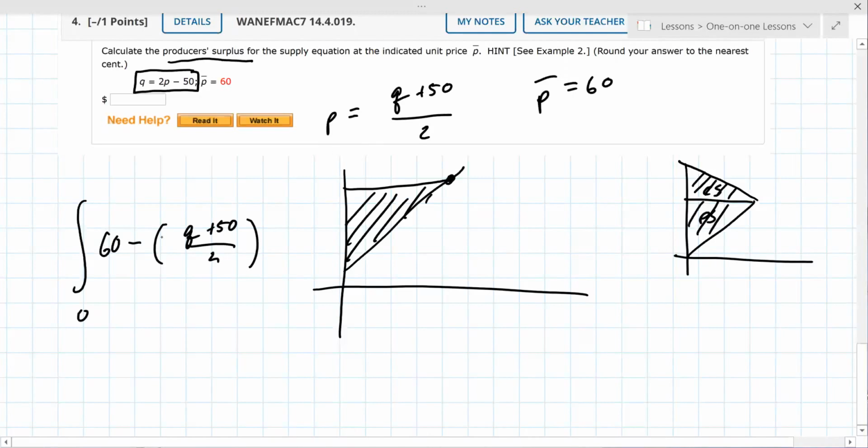I think it's 70, the intersection. It is 70. I agree. And then you just integrate that. This is a 2 down here.